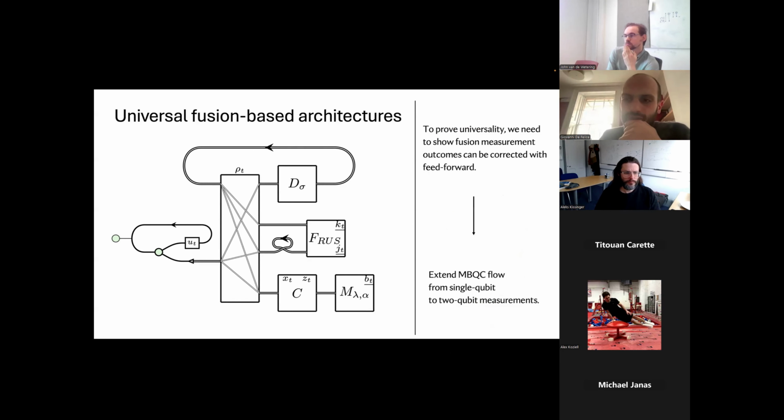Okay. So yeah, also to prove universality, we need to show that the outcomes of fusion measurements can be corrected with these single qubit measurements with this correction module, using feed forward of the measurement outcomes. And in order to do that, we had to extend the notion of flow in MBQC to also cover 2-qubit measurements, like fusion measurements in particular.